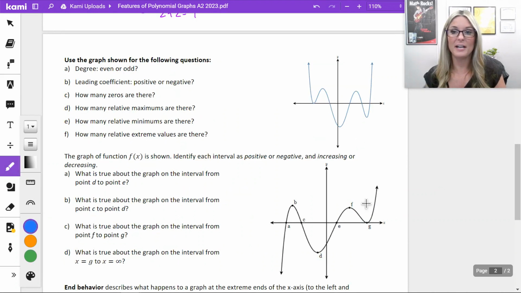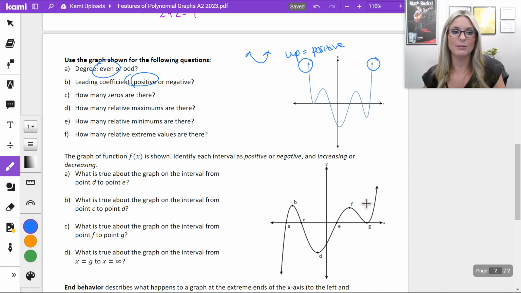On page 2, we've got another example, same setup, using the graph. Answer the following questions. Is the degree even or odd? Looking at my endpoints there, they are going the same direction, similar to our happy quadratic. So this is an even degree polynomial. Is that leading coefficient positive or negative? Both arrows are up, so therefore positive leading coefficient. You can look back at your table and see that correlation.